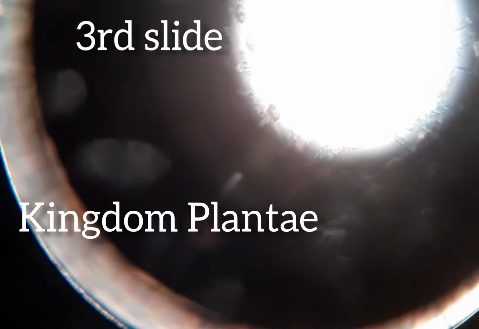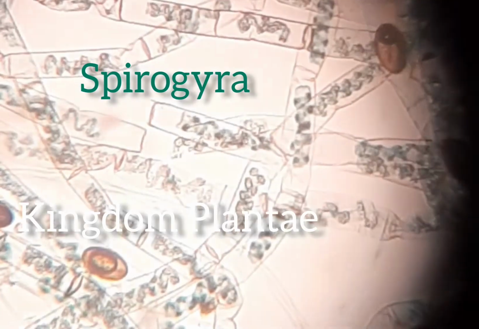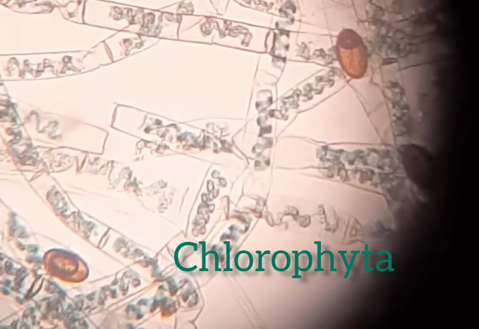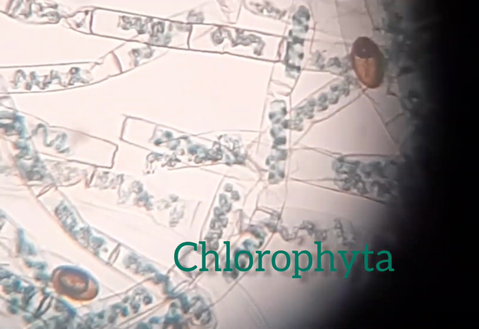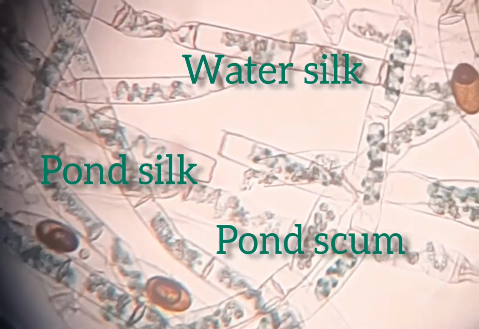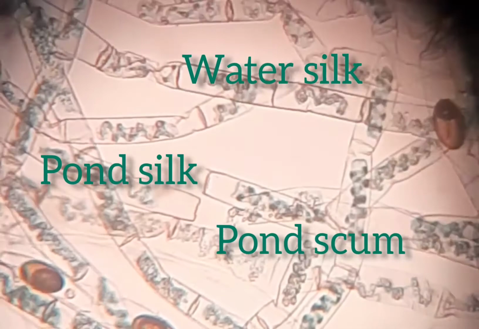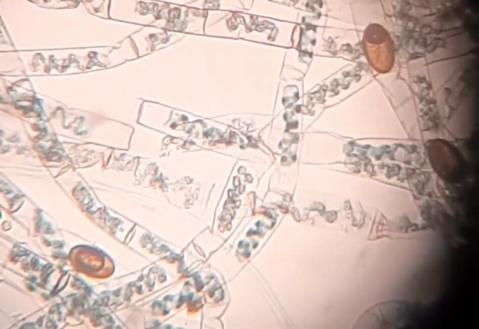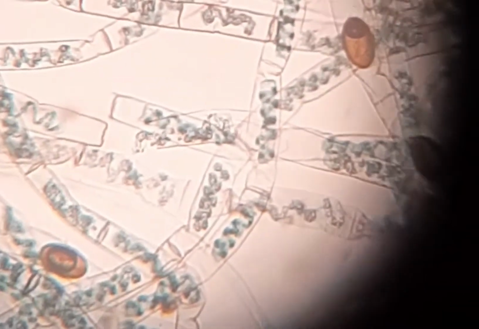You can see here it is Spirogyra. The kingdom is Plantae. The division is Chlorophyta. It is a green alga. You can see it is green in color. It is often called water silk or pond silk or pond scum because of the silky and slippery touch. Now you can see the structure. What is this structure? Just find out and tell what is this structure.